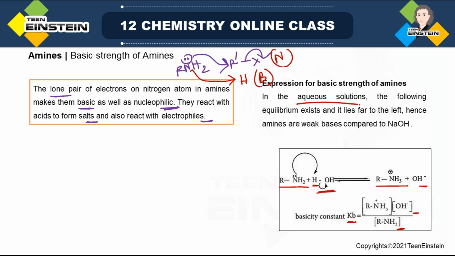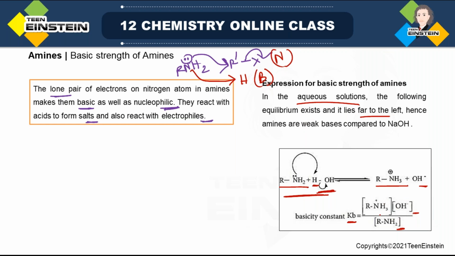This equilibrium will exist in aqueous solution and it lies far to the left. Hence, it means the equilibrium is mostly remaining on the left hand side, which means it is a very weak base. Not like NaOH. NaOH is an inorganic base. It is very strong, we know, NaOH, KOH. But RNH2 is also basic in organic chemistry, but it is not so basic as NaOH.